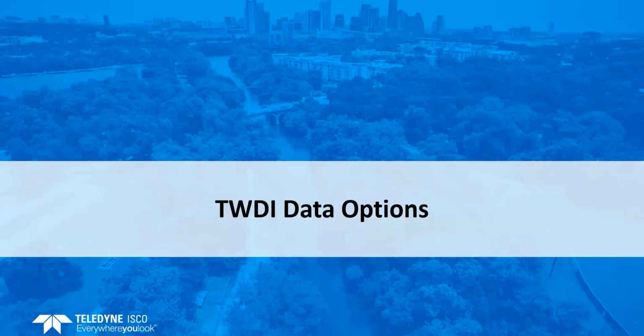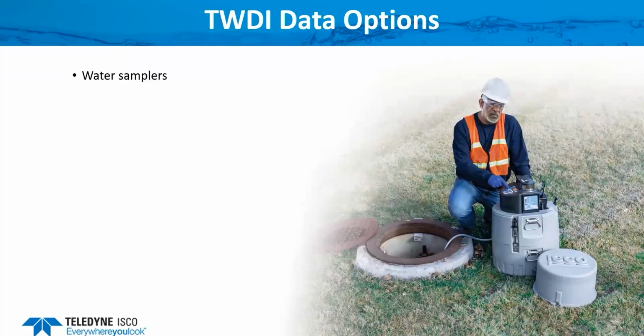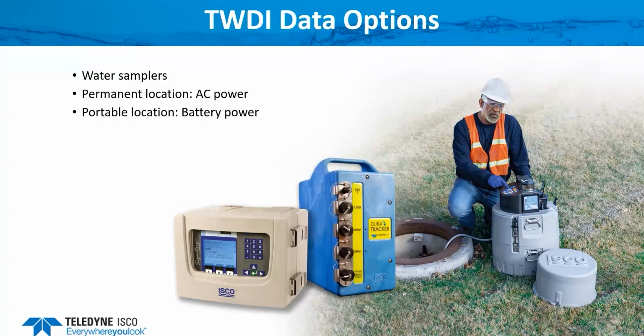So what are the Teledyne Water Data Intelligence data options? We're going to have sampler packages available. For the permanent AC power locations or solar power, we're going to have the signature meter, which is going to have a local display. It's going to allow you to download your data via USB flash drive or with a modem. It's going to be a flexible platform which can allow you to use multiple sensors. And then we're also going to have a portable option with our Darrell tracker, which will be DC powered with either a deep cycle marine battery or lantern batteries.